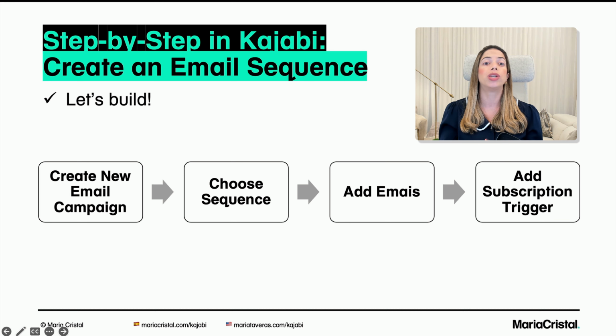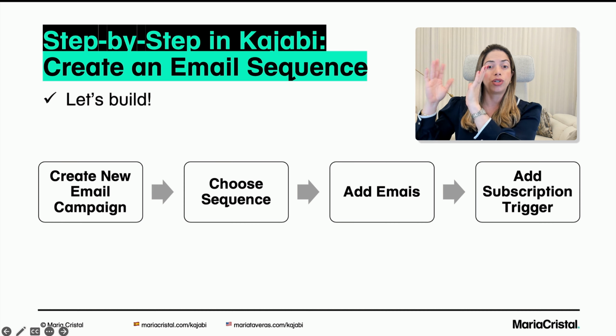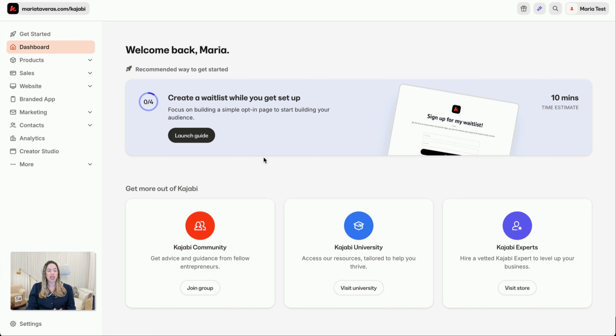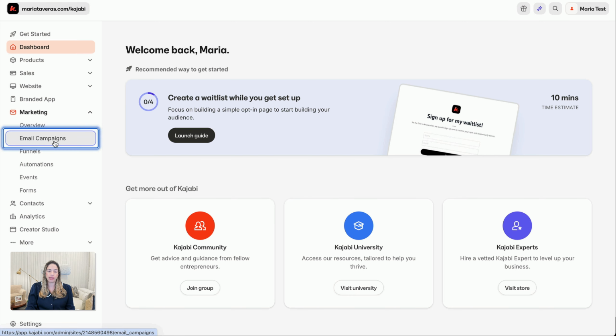And what we will do is create an email campaign, choose sequence, add the emails and the subscription trigger. Since I already have a training on lead magnet funnels, I'm not going to do the step-by-step thoroughly, but I'm going to show you one that we pre-built at some other point. We're inside the Kajabi dashboard and we're going to go to marketing, email campaigns.